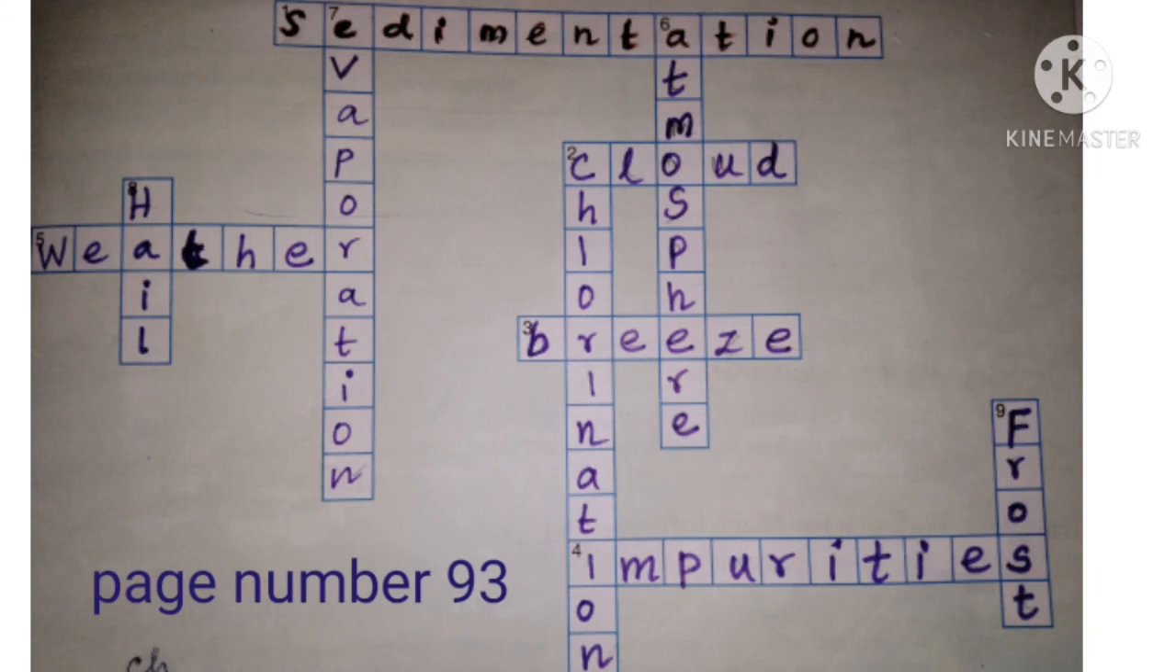Solve the puzzle. Across. 1. It is a method to remove sand from water. Anybody know the answer? The answer is sedimentation. 2. It is formed when tiny droplets of water join together. Answer: cloud.